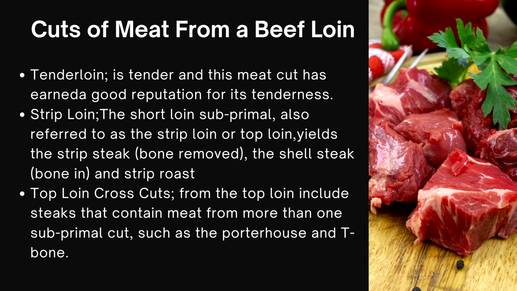Next is top loin crosscuts. Crosscuts from the top loin include steaks that contain meat from more than one subprimal cut, such as the porterhouse and the T-bone. As the name implies, the top loin steak comes from the top portion of the short loin primal cut, which runs from the cow's last rib to the top of the leg bone.